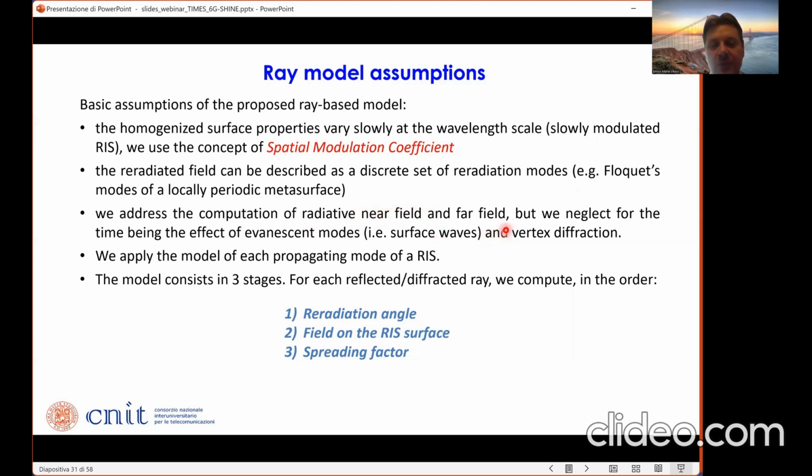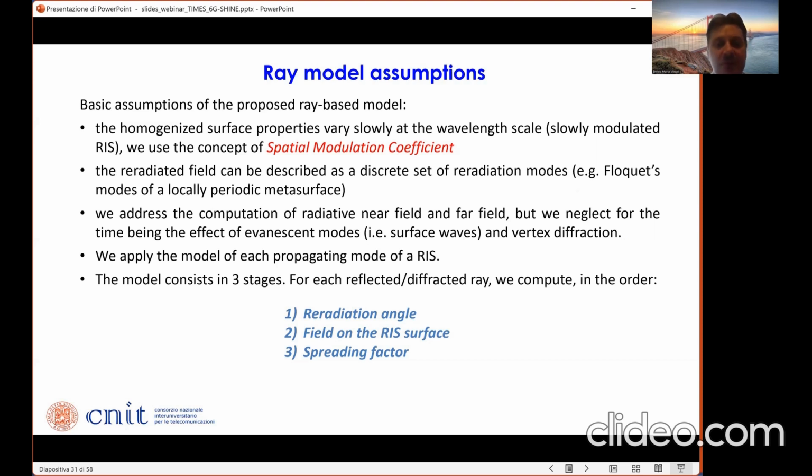But in this computation, we do some approximation. So at the moment, we neglect in the model the effect of evanescent modes, like surface waves, and also vertex diffraction. We only consider diffraction by the edges of the RIS and not by the vertices. The method we propose to compute the radiated field can be applied to any propagating mode of the RIS.